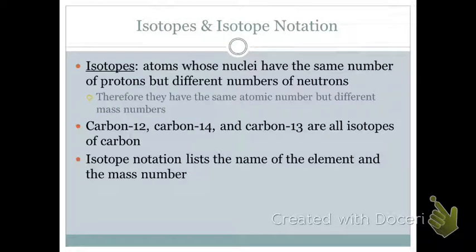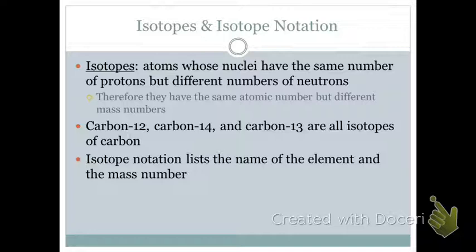Isotopes. Isotopes are atoms whose nuclei have the same number of protons but different numbers of neutrons. That means they have the same atomic number but different mass numbers. For example, carbon-12, carbon-14, and carbon-13 are all isotopes of carbon.